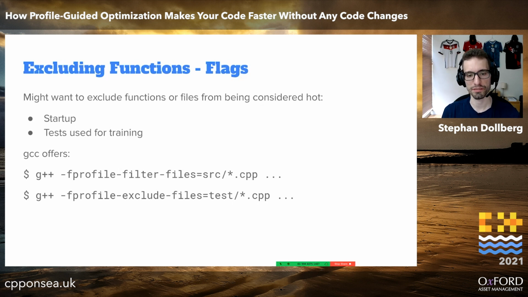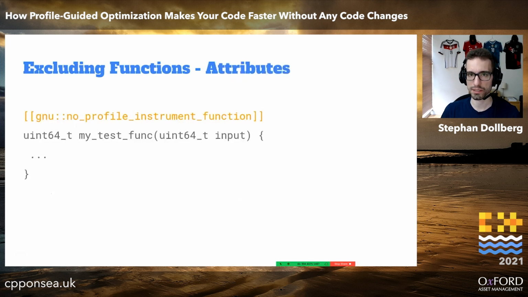For example, with -fprofile-filter-files, you can just pass all your source files. This will make GCC only consider these files. Similarly, you can use -fprofile-exclude-files, and you could just exclude all your test files, which will then make GCC ignore those. If, for example, you just want to exclude a certain function, there's also an attribute, no_profile_instrument_function, and GCC will ignore that.